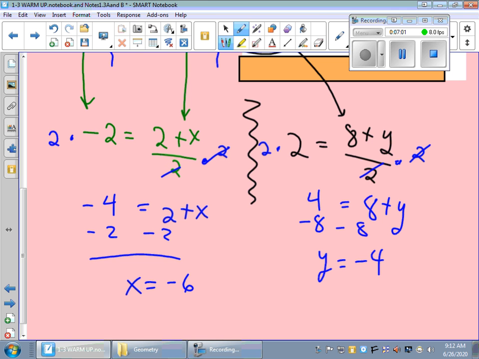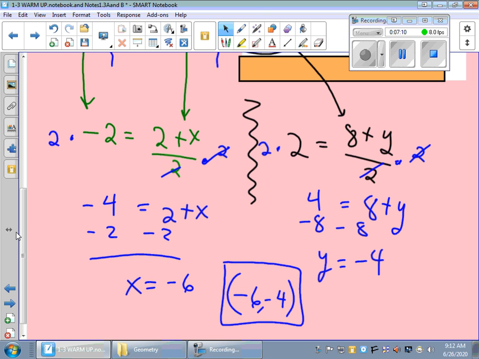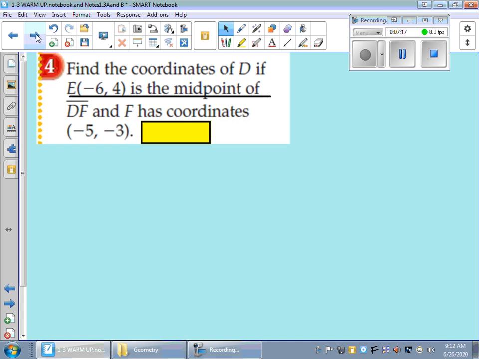And then remember, we have ordered pairs. These two we put together: negative 6, negative 4. That is your final answer. And remember, that is the endpoint. They gave us the midpoint, so that is an endpoint. All right, let's try another one.